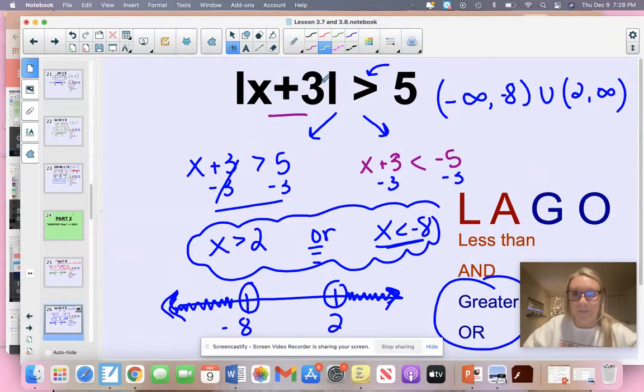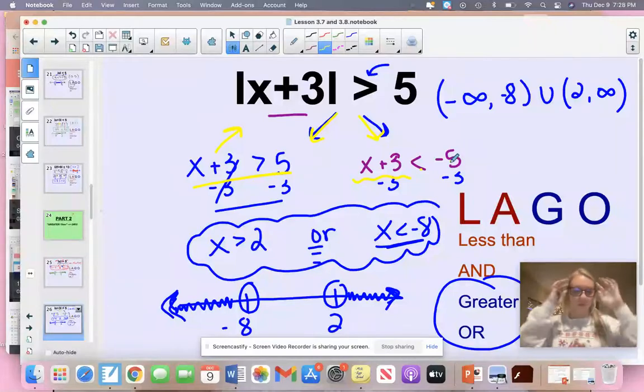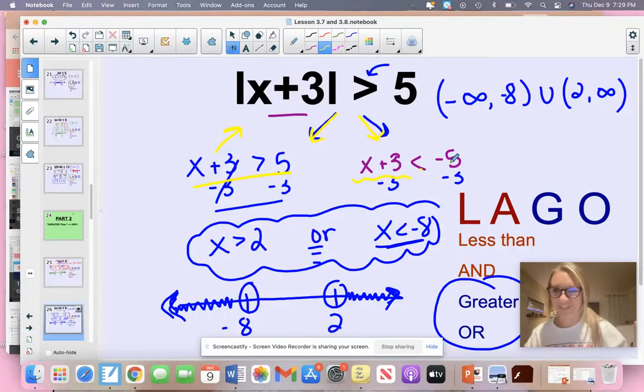So just like we did here, we set up our 2 cases. This one looks exactly like what's above. It's pretty much the same thing, just no absolute value bars. The second one, we kept the x plus 3, flipped our sign, made the opposite. Okay, hopefully that helped you.